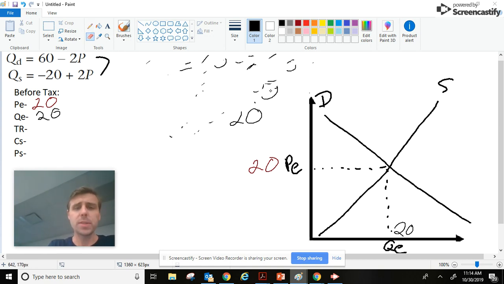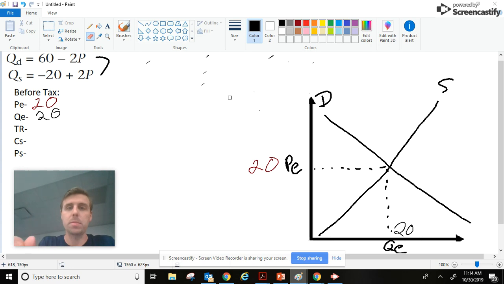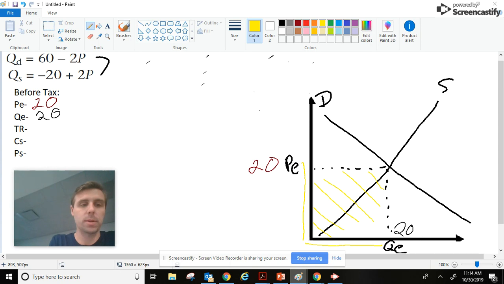Now, to find total revenue, it is just price times quantity. And because we have a nice easy graph, all we have to do is look at it. If I'm looking at where my total revenue is, we're spending this much money on this many goods. So it's just a simple base times height. That gets me the area of this. And so we've got 20 times 20, 400 is my total revenue. Okay, so that should be review.